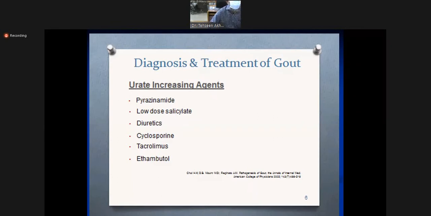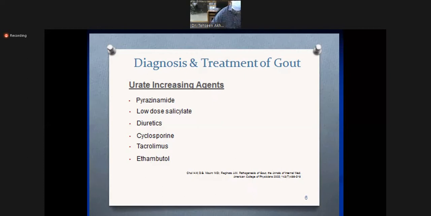Now, there are some drugs which increase the production of uric acid. These include pyrazinamide. It's a drug which is used in tuberculosis, and usually in the first phase, the first 2 months, we give pyrazinamide along with other anti-tuberculous drugs. Pyrazinamide increases the level of uric acid, but usually does not develop acute gout. But patients sometimes have pain in joints, and when we see the blood level, it is usually increased to more than 10 in most of the cases, but does not develop acute gout.